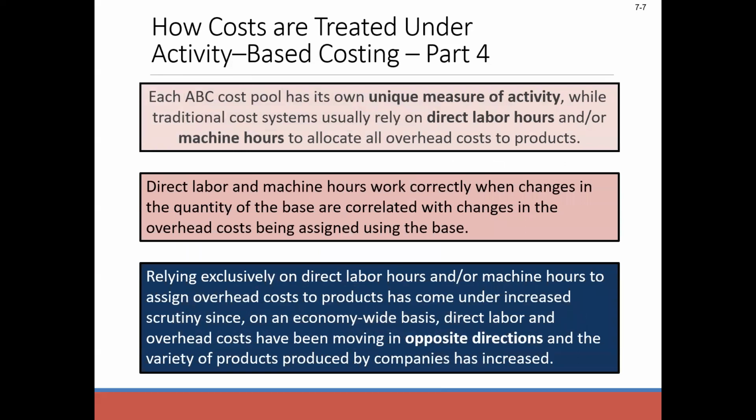Each ABC cost pool has their own unique measure of activity, while traditional cost systems usually rely on direct labor hours or machine hours to allocate all overhead costs to products. Direct labor and machine hours work correctly when changes in the quantity of the base are correlated with changes in the overhead costs being assigned using the base.